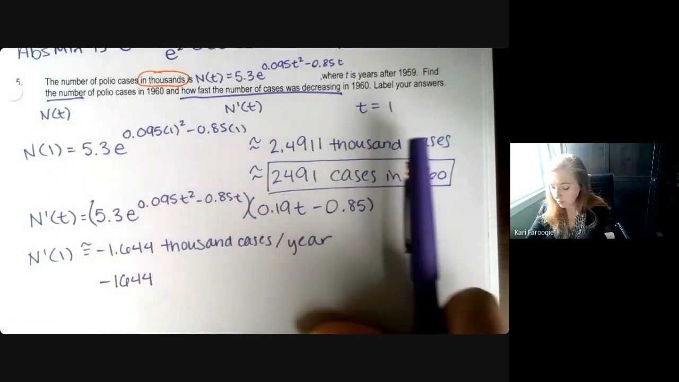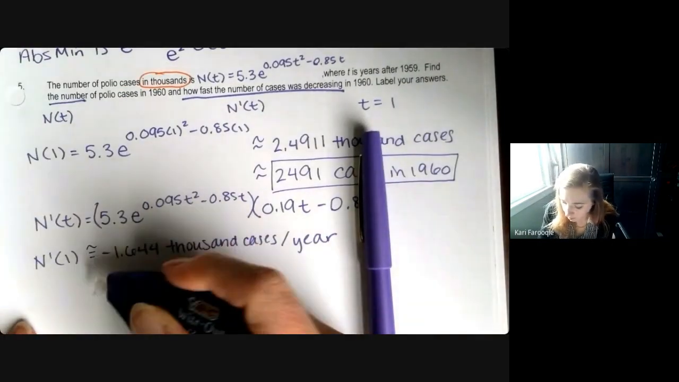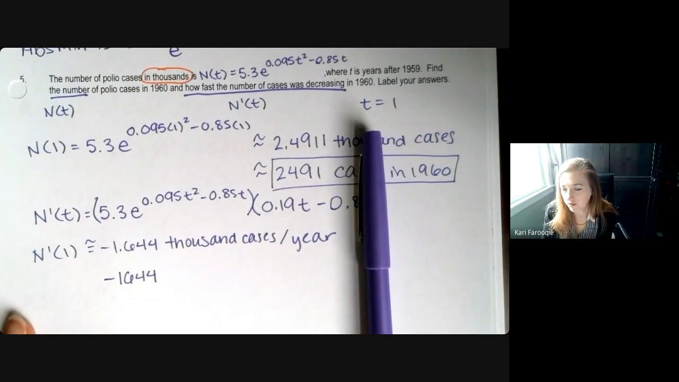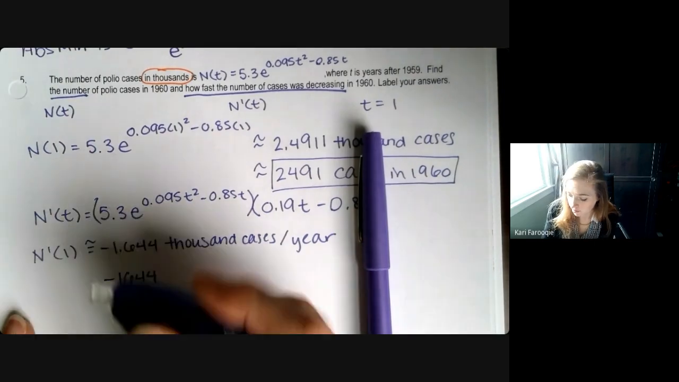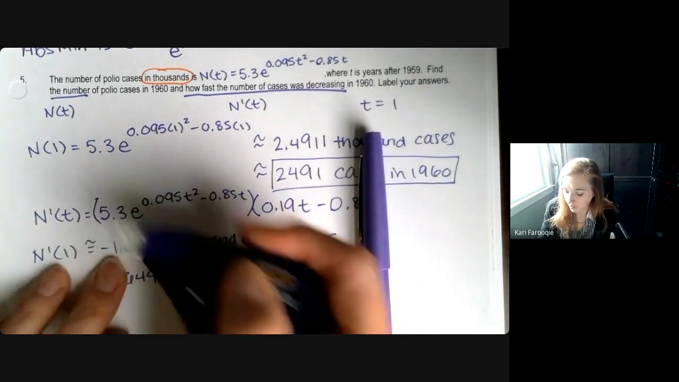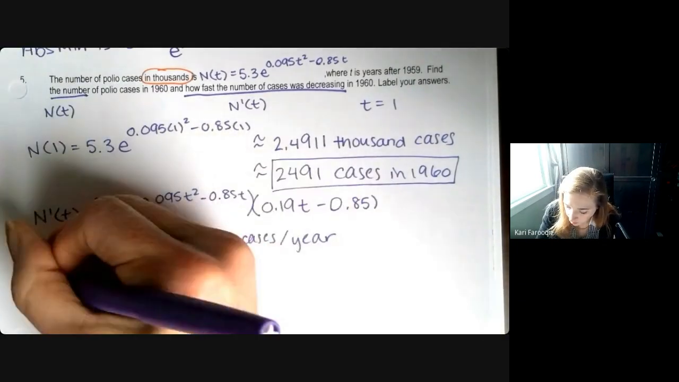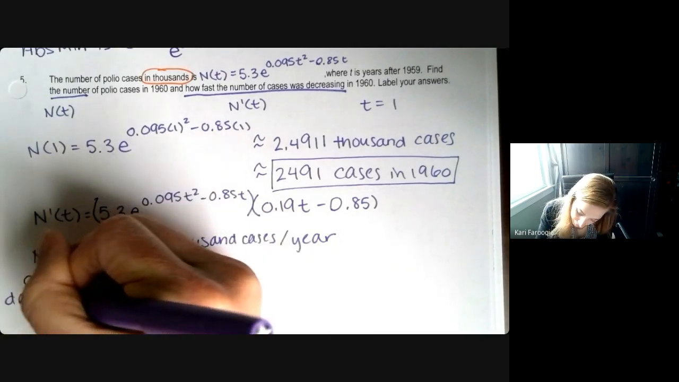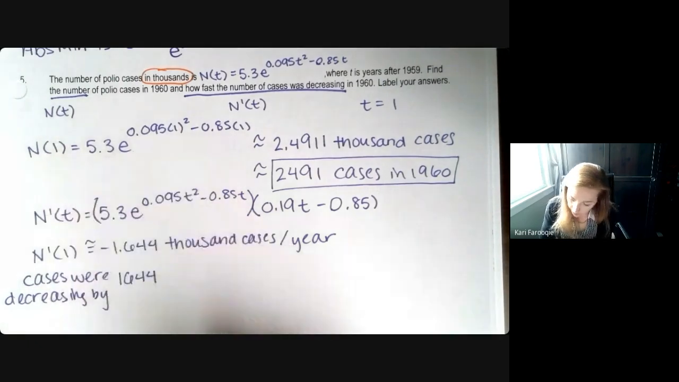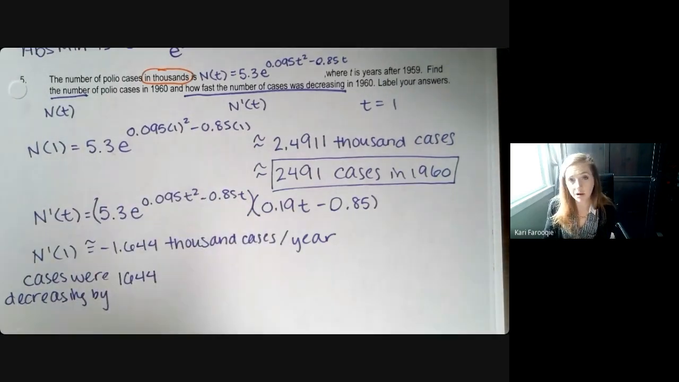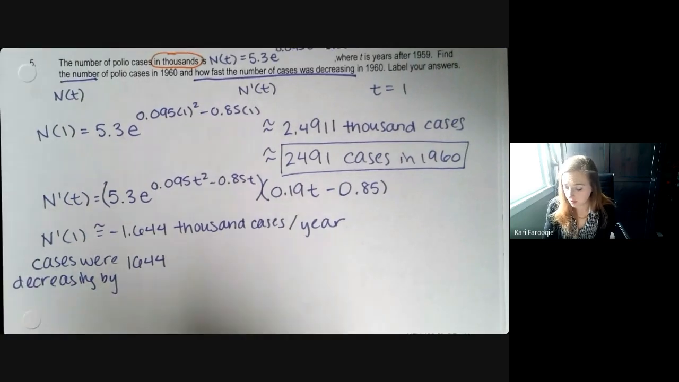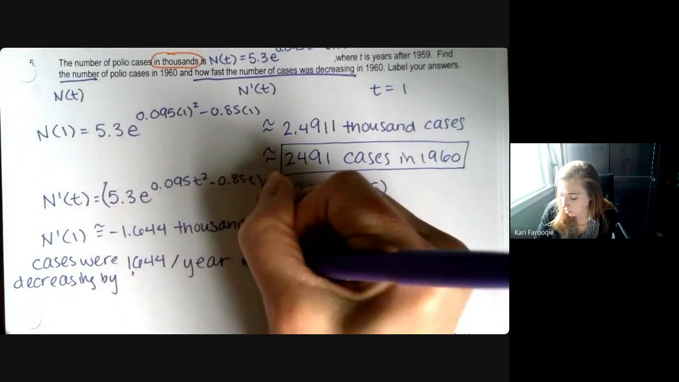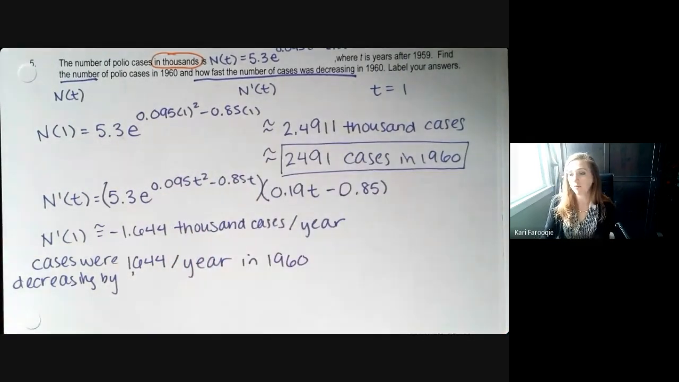Or you know what? Actually, I'm not even going to put the negative here. Well, because you were asked about how fast the cases were decreasing. So let's make this better. So we'll see that the cases were decreasing by, and since we know that they're decreasing, we can lop off the negative because we've already said they're decreasing. So the cases were decreasing by 1,644 per year in 1960.